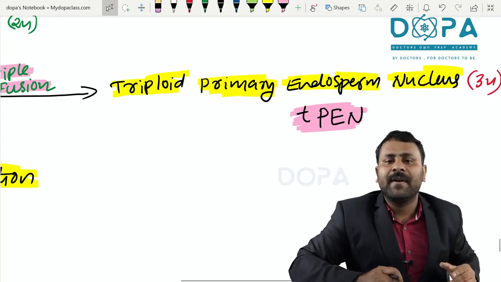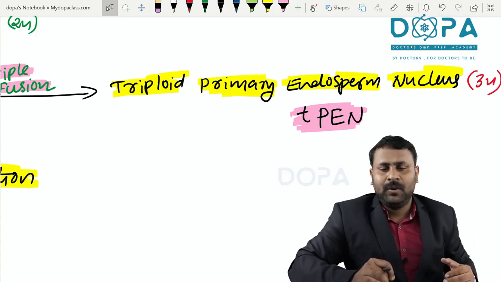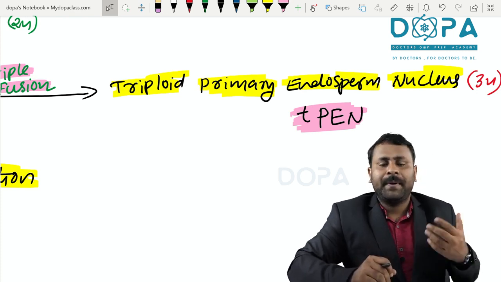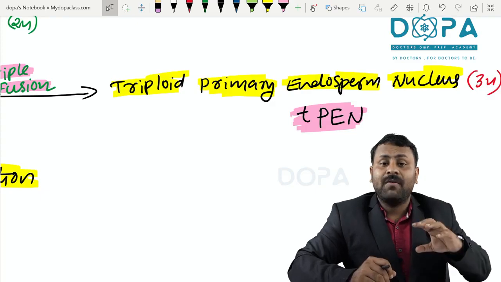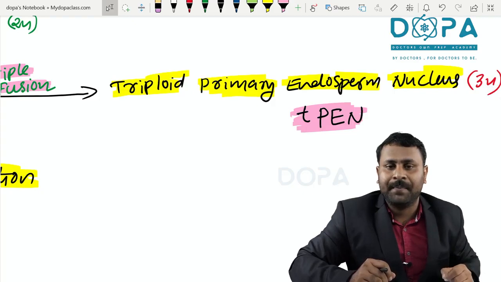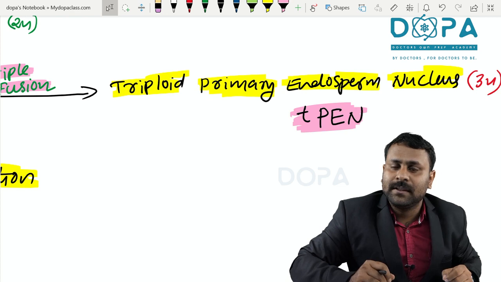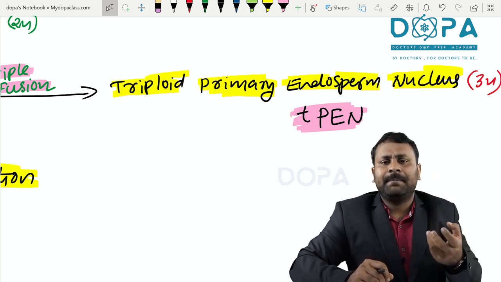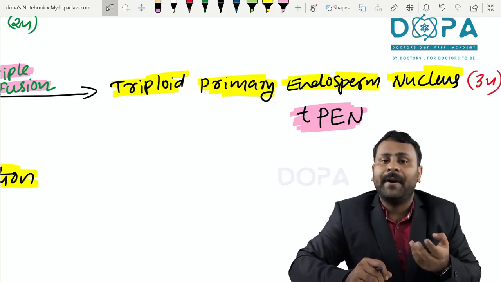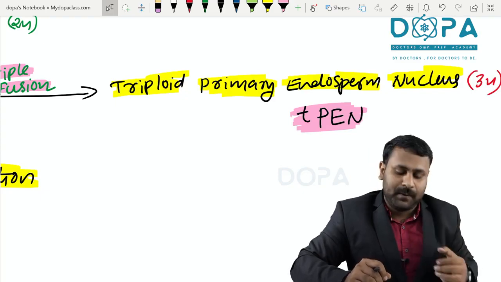Predict the ploidy of the zygote. Ploidy of the zygote means diploid, 2n. Predict the ploidy of the primary endosperm nucleus. Triploid, 3n. Predict the ploidy of gametes. Gametes are always haploid. Zygotes are always diploid. Ploidy means how many sets of chromosomes.